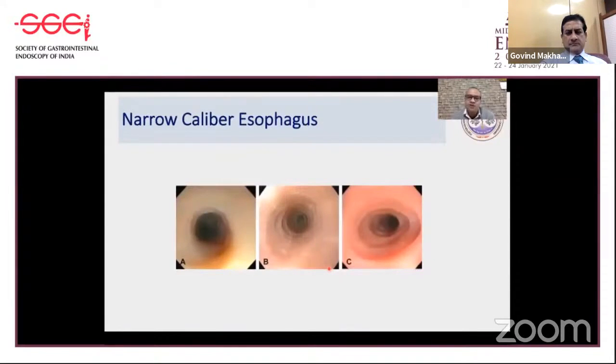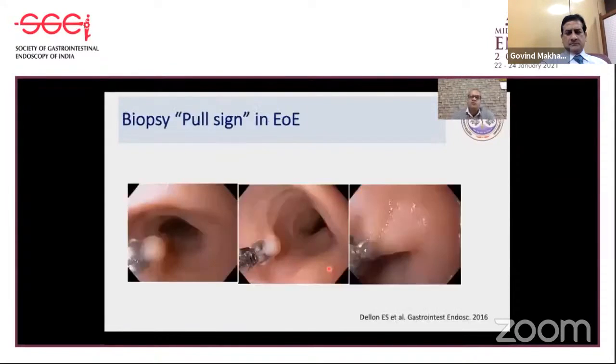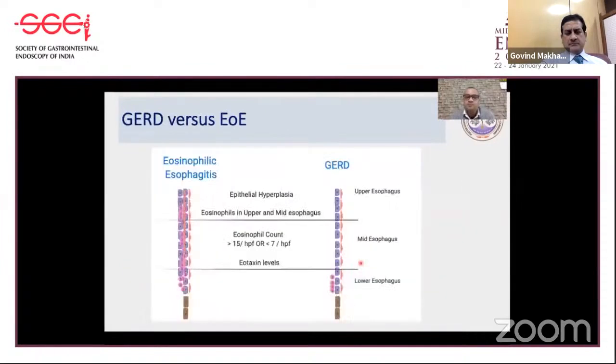Certain new findings have also been recognized. There is a biopsy pull sign, where it is difficult to close the biopsy forceps completely, and when an attempt to take a biopsy is made, there is some resistance. So this is the pull sign, which has been described as a feature of eosinophilic esophagitis. None of these is very, very specific.